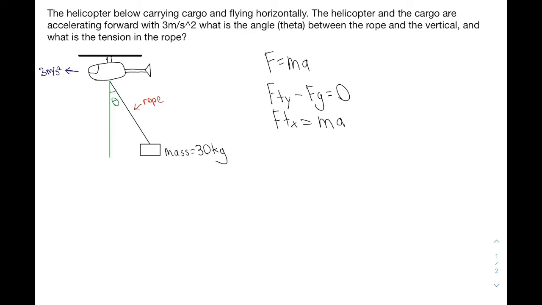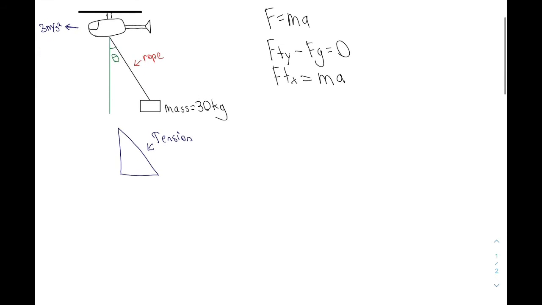So I already drew a free body diagram, but drawing one more, you can see that what we're trying to find is the tension, as well as the horizontal and vertical components of the force. This will be T cosine theta, and this will be T sine theta.